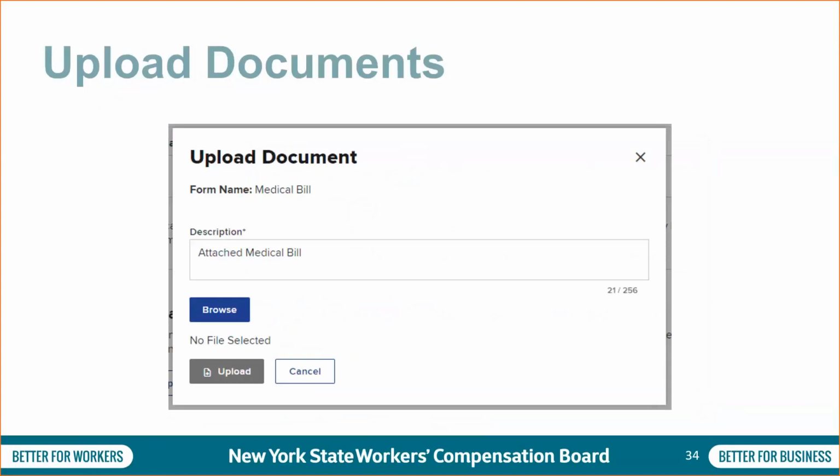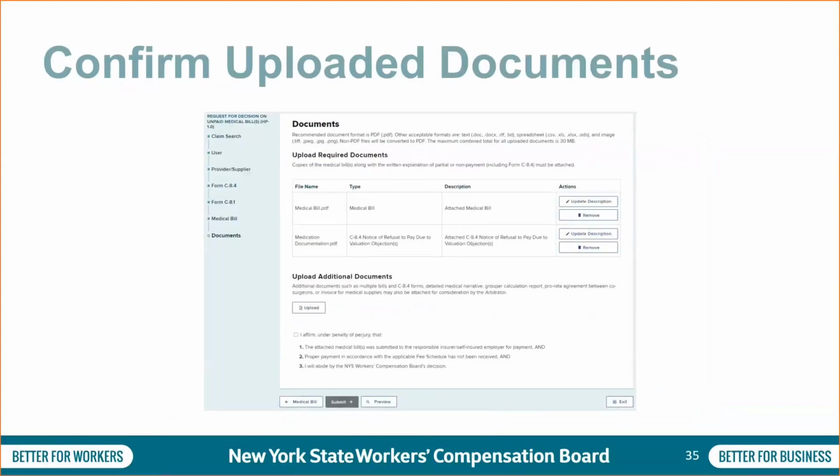Select Browse to locate the document on your computer, and then enter a description of the document. Select the Upload button to upload the document. Once uploaded, you will see the file name, type, and description. If your document description needs to be edited, select Update Description. You can also remove the document if needed.